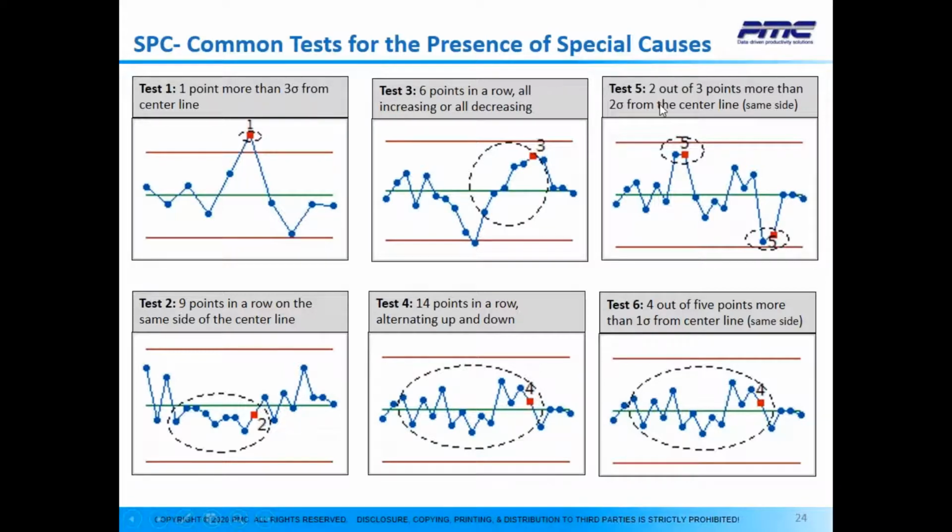Test 5 says 2 out of 3 points more than 2 standard deviations from the center line. And in this case, it says on the same side. So 2 out of 3 points. If you count 1, 2, 3, 4, 5, right? I have 1 below and 2 above.